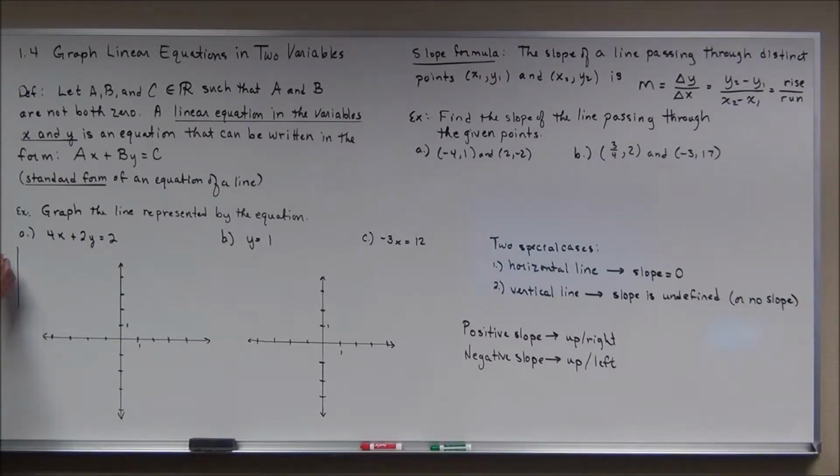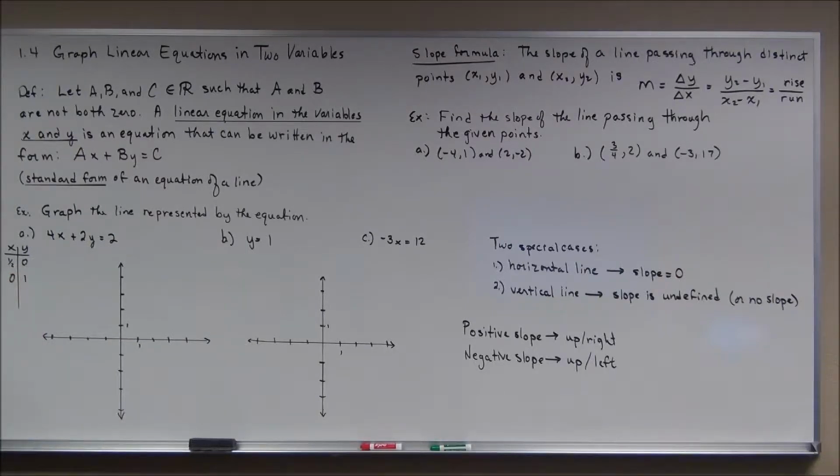I'm just going to create a t-chart here, x and y. I'm going to plug 0 in for x, and 0 in for y. If I plug 0 in for y, I get 4x equals 2, so x is equal to a half. If I plug 0 in for x, I have 2y equals 2, so y equals 1.